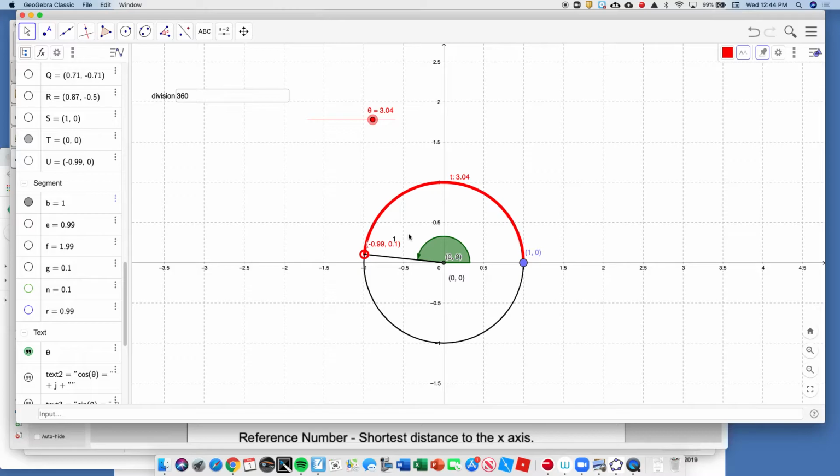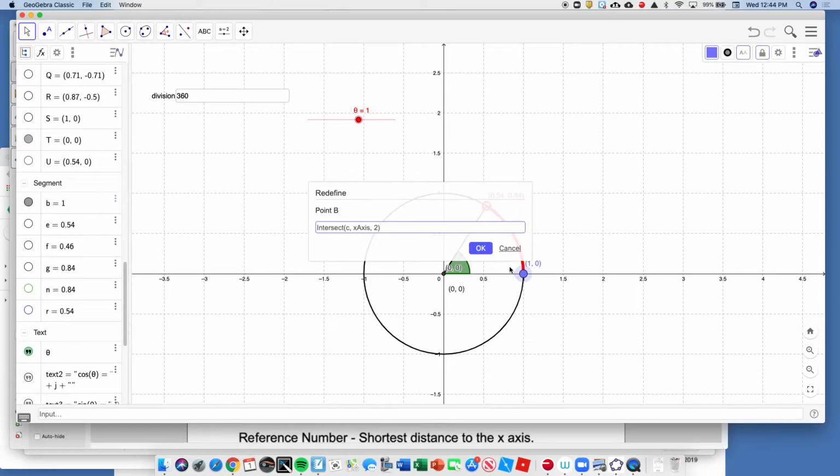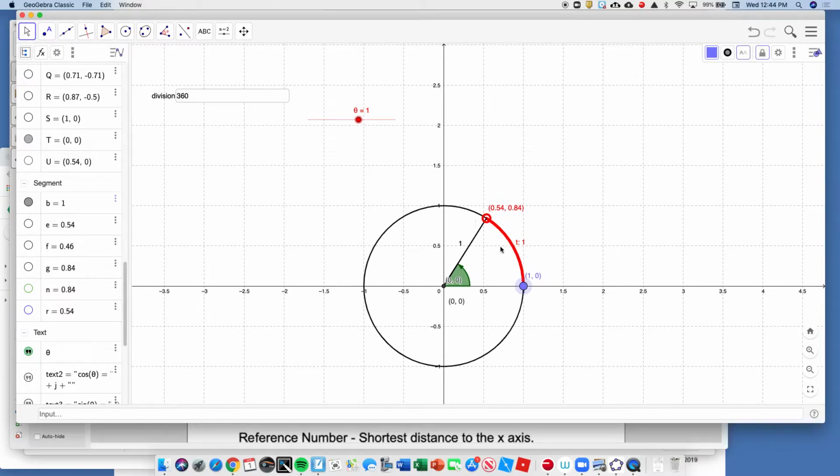Now, if we go back until we have 1 radian, if you can imagine, that is just taking this radius from the center here at 0, 0, and 1, 1, and just laying that around the outside of the circle. That is 1 radius. And it doesn't matter if it was a bigger circle, it would make up the same proportion of it.